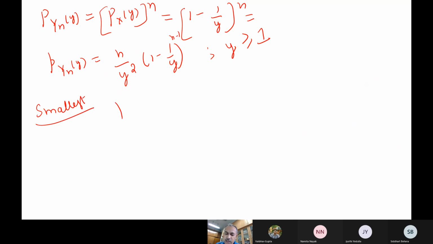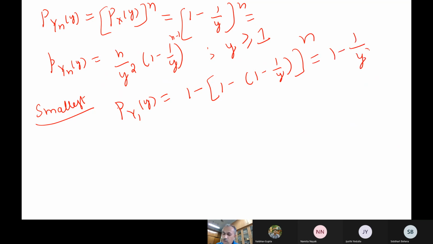Okay, so this is p y1 of y, that is the smallest value. So this turns out to be 1 minus (1 minus 1 by y) whole to the power of n. So you can write this as 1 minus 1 by y to the power of n. And so these are now the density function; to differentiate this distribution, you will get n by y square times (1 by y) whole to the power of n minus 1. So this is the extreme value distribution.